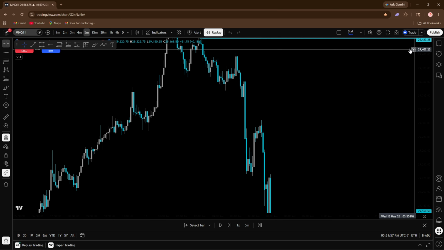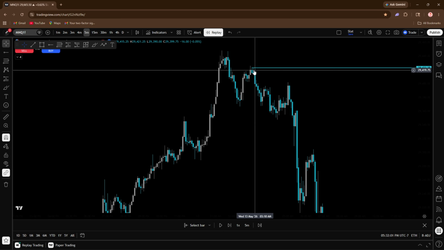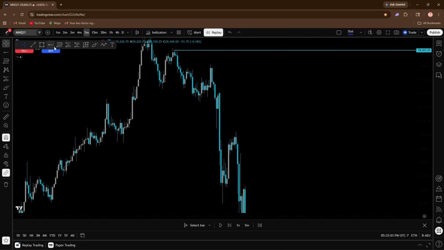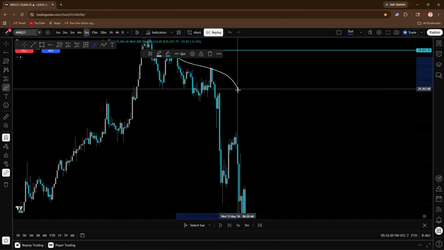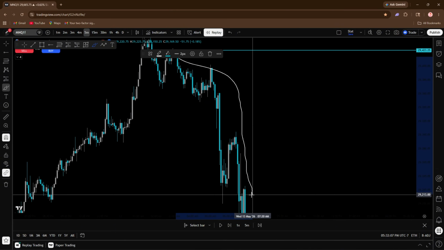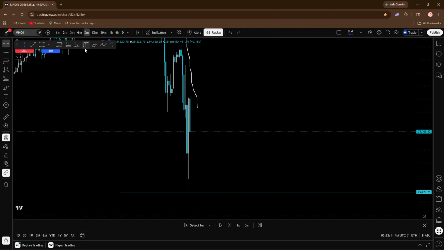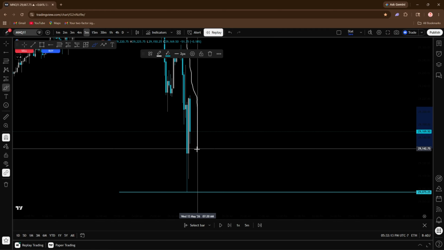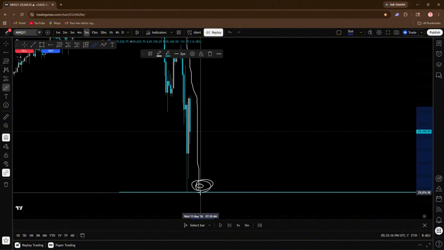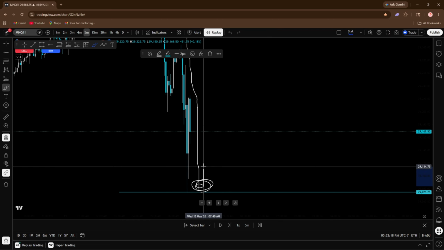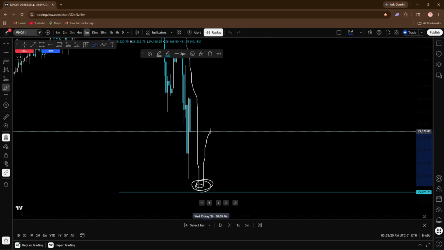This 4-hour candle opened up here, creating that tiny top wick, then traded lower to create the body of that 4-hour candle. And then from there, it traded lower, creating the bottom wick of the 4-hour candle, and then is now trading higher to then close.